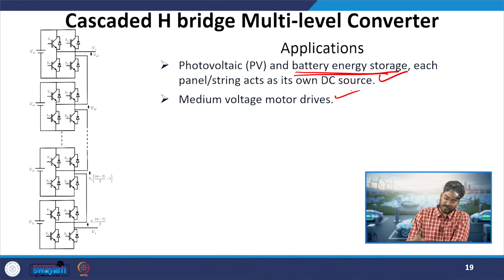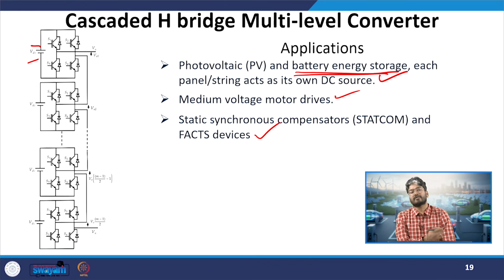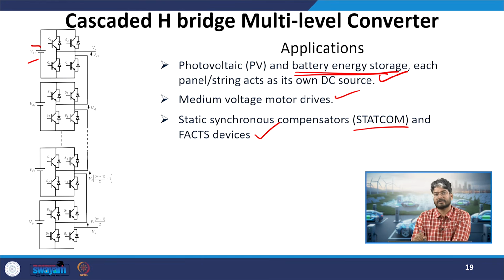Then medium voltage drives. It was very popular for our STATCOM applications because it had the flexibility of replacing the DC source by capacitors, because STATCOM is meant only for reactive power where the active power consumption is zero, so it does not require any DC link. So for static compensator or STATCOM applications, this Cascaded H-bridge was very popular.